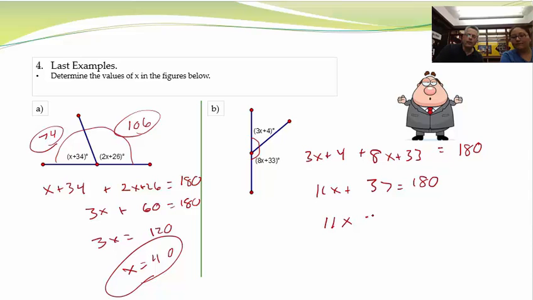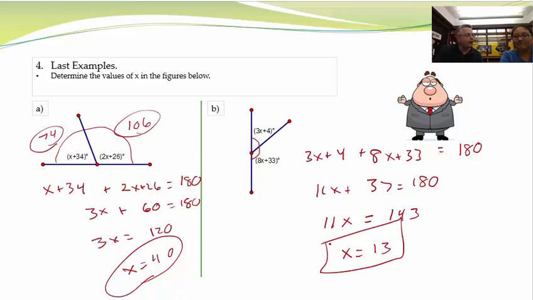I might need to calculate in a minute. Let's see. 180 minus 37 is 143. And 143 divided by 11 is 13. Awesome. And we won't check it this time.